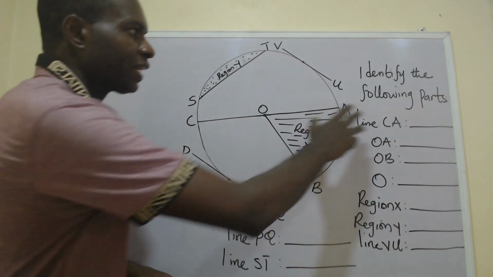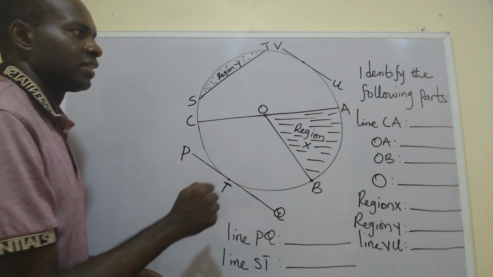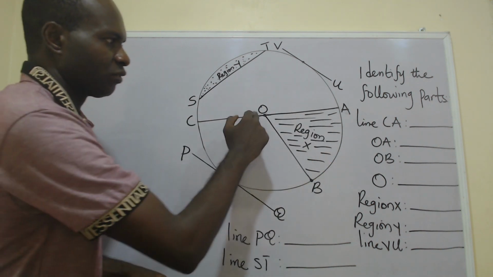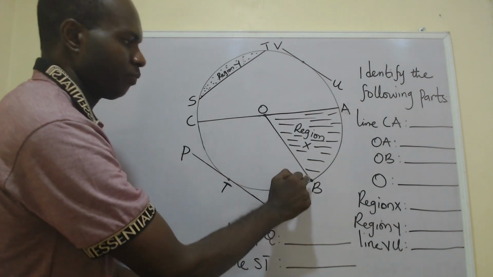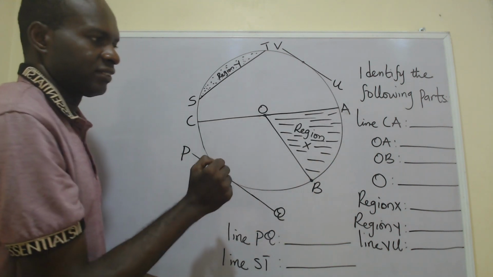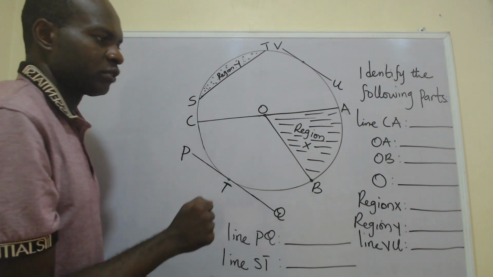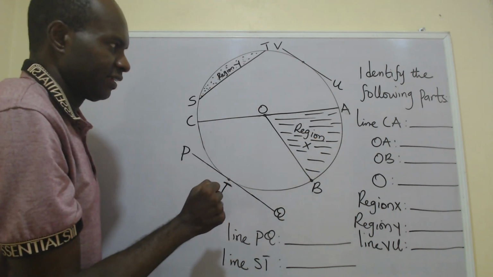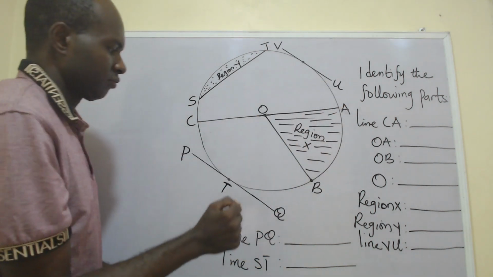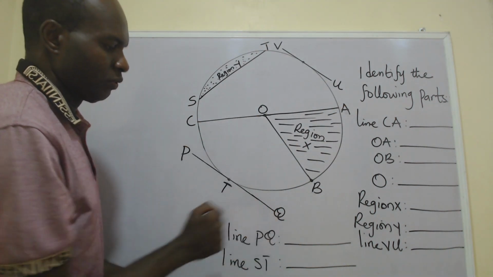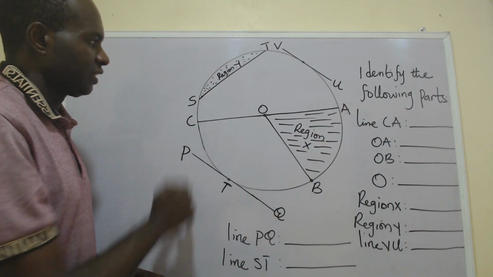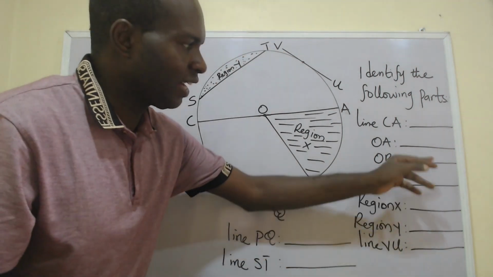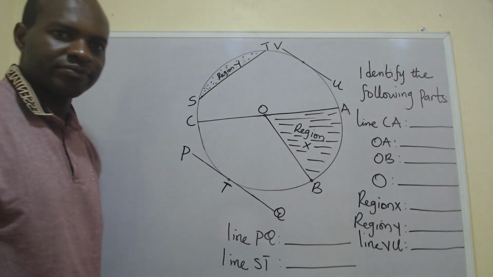Identify the following parts of the circle. Line CA, line OA, OB, point O. What do we call this point O? Region X, region Y, line VU, line PQ, line ST. So you find out the names. What do we call them?